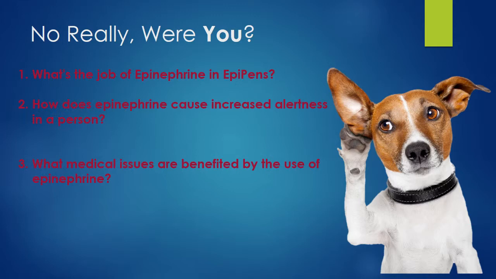What's the job of epinephrine in EpiPens? It opens airways to ease the breathing of the patient. How does epinephrine cause increased alertness in a person? It gives a person a rapid increase in blood glucose levels and gives them a jump of energy. What medical issues are benefited by the use of epinephrine? General allergic reactions. That's how epic epinephrine is.